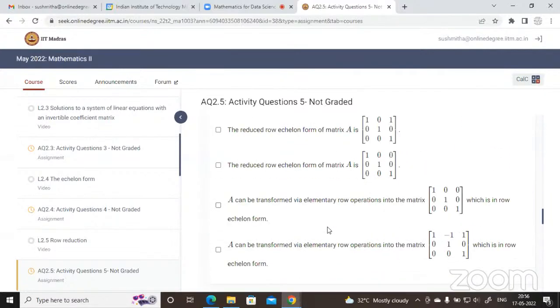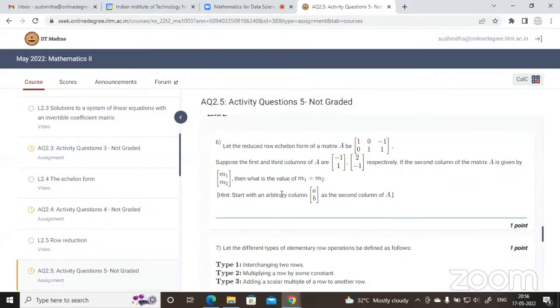Question number 6. I can't find the solution of this question. Can you solve it? So how to find exactly M1 plus M2? Yes, it's similar to the one that someone had asked in graded, right? Yes, I told you, ma'am.